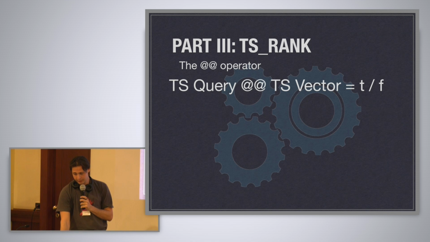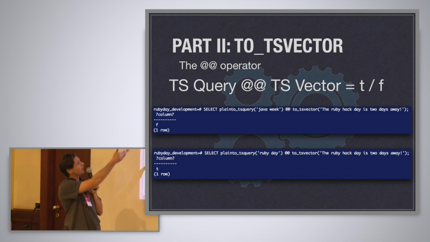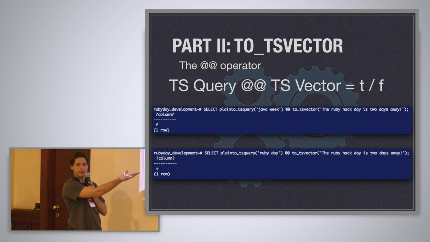And the way that we use this is the double @ operator goes between our query and our vector. That might be a little bit too small. But up here we can see that we're querying for Java week, and our document here is Ruby Hack Day is 2 days away. And we get back an F, because those two things are not very relevant at all. None of the lexemes match. On the other hand, if we query for Ruby Day, that's probably relevant to our document here. And so we get a T, a true.